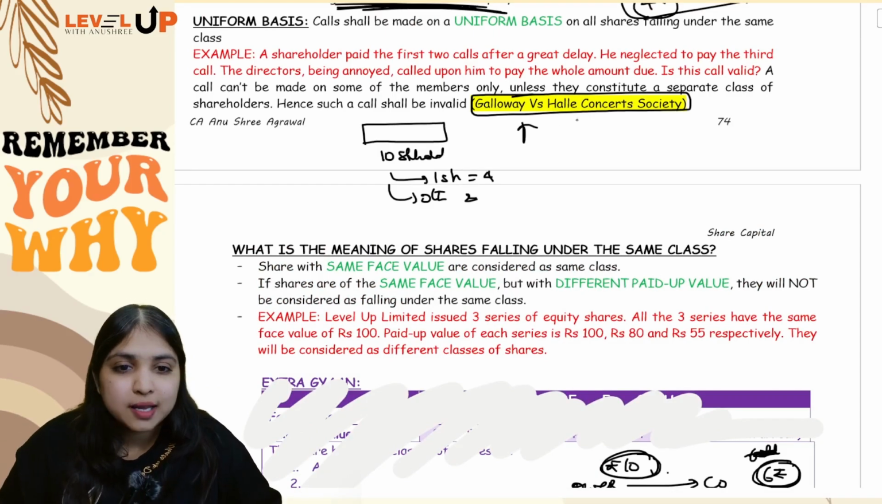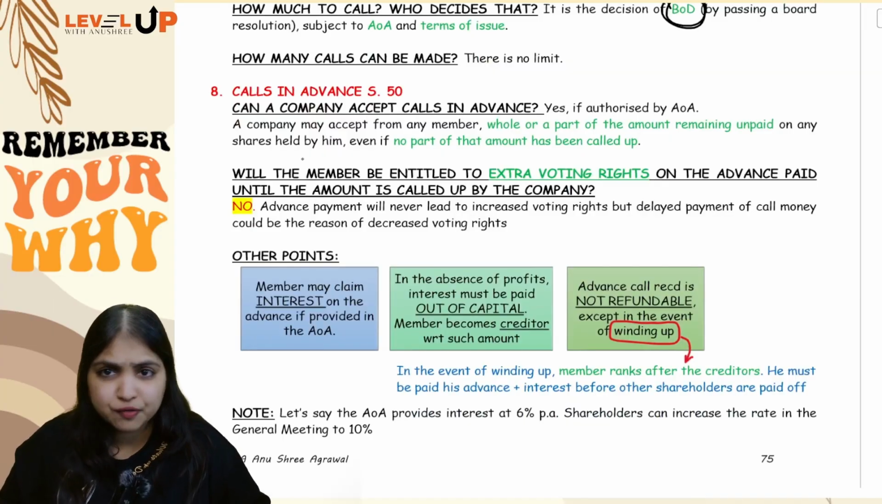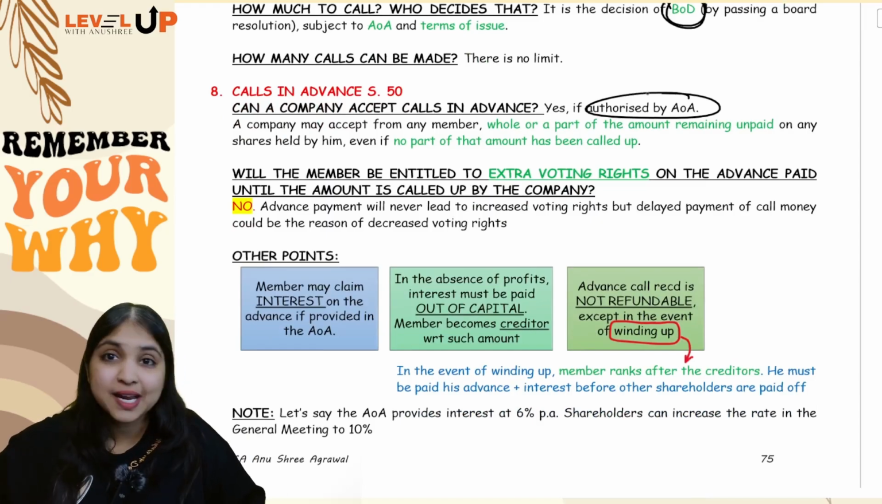Remember the case law, Galloway versus Hall Concert Society. Then we discussed calls in advance, section 50. First of all, can the company accept calls in advance? Yes, if it is authorized by AOA, the company can accept.